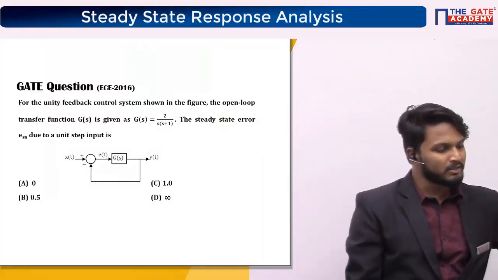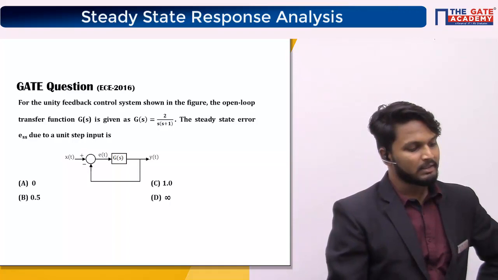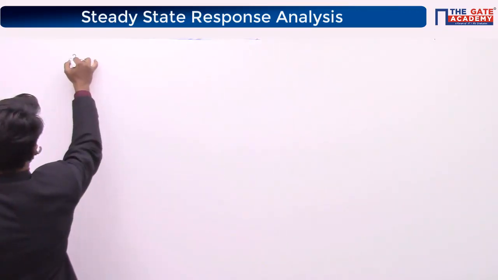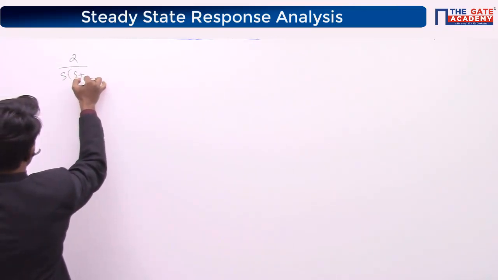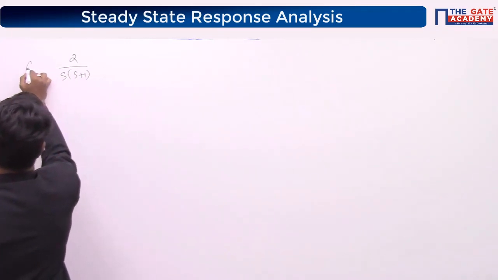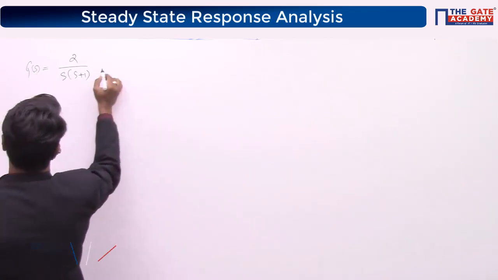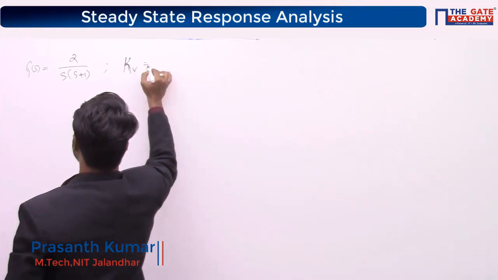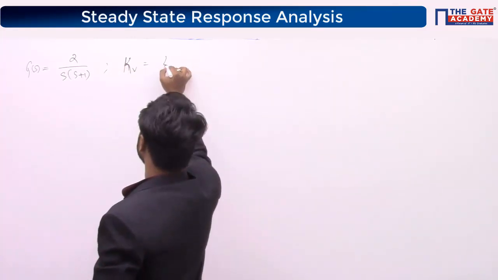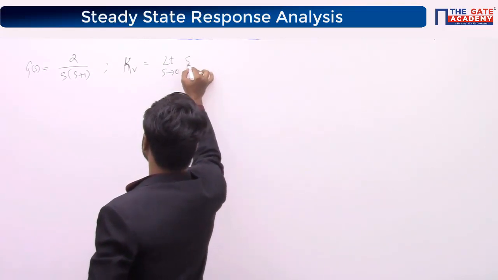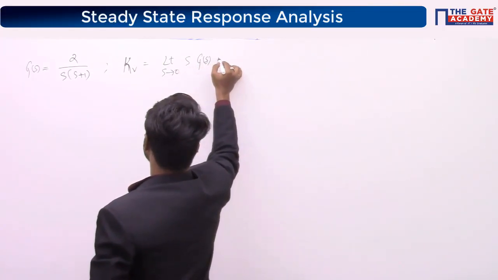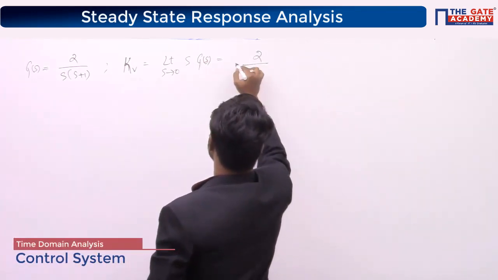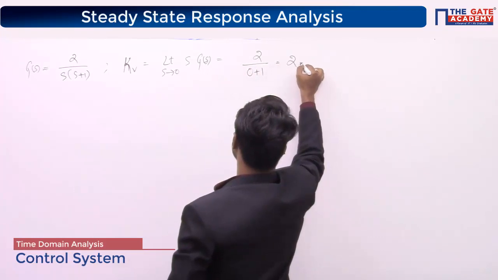So a unit ramp input is applied to the system shown in the adjoining figure. The steady state error in its output is... The open loop transfer function is 2 by s into s plus 1, right? This is G of s. So you have to calculate Kv for calculating error for unit ramp input. Kv is limit s approaching 0, s into G of s, that is equal to 2 by 0 plus 1, that is equal to 2.